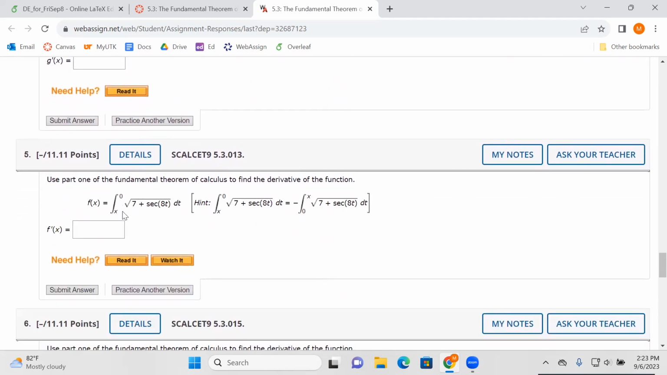Oh, okay, so this is the bounds being flip-flopped. So when the bounds are flip-flopped, we change the sign. That is in fact exactly the hint that's been given. So it might be easier to think of f of x as negative integral from 0 to x, because when the x is on top and you take the derivative, the first fundamental theorem applies, and you get exactly the function on the inside with x instead of t. And so this would just come out to be negative square root of 7 plus secant 8x, and that's the story.